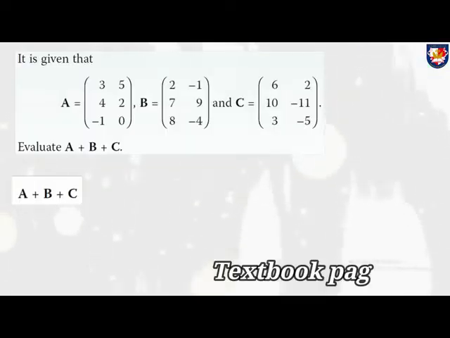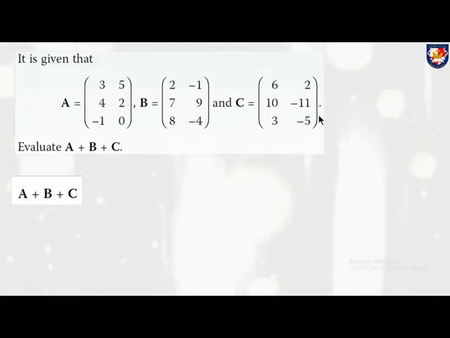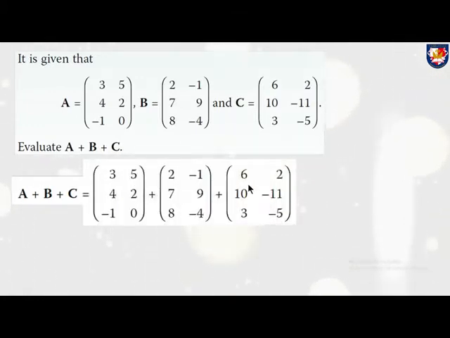Another example. It is given that matrices A, B, C, and the elements are listed here. Evaluate A plus B plus C. How to evaluate three matrices? For the addition of three matrices, we simply add those numbers at once. So for A plus B plus C, you just add all the matrices and then add all the corresponding elements. Like 3 corresponds with 2 and also corresponds with 6. So we add those three numbers together, and so on with 5, -1 and 2, and the other elements.